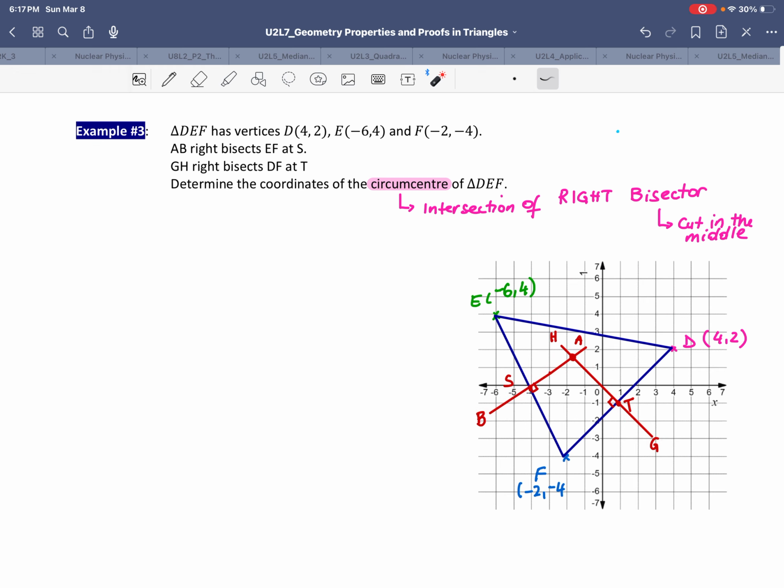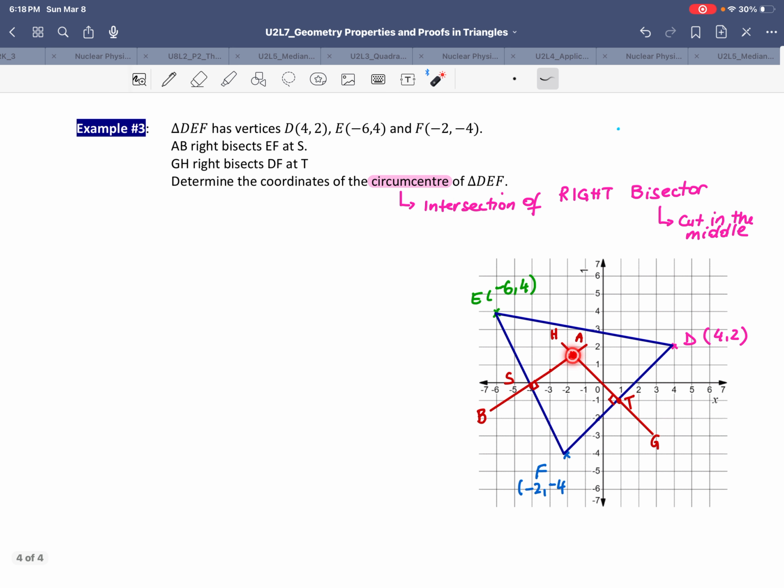But what's important to remember is that every triangle will have 3 right bisectors, 1 for each side. Now the 3 right bisectors always intersect at the same point. So this point is what we call the circumcenter. Now, if we want to find the circumcenter, we can find it as the point of intersection of any 2 right bisectors, which means we do not need to draw the 3rd right bisector. We just know that it is going to pass through the same point right here.